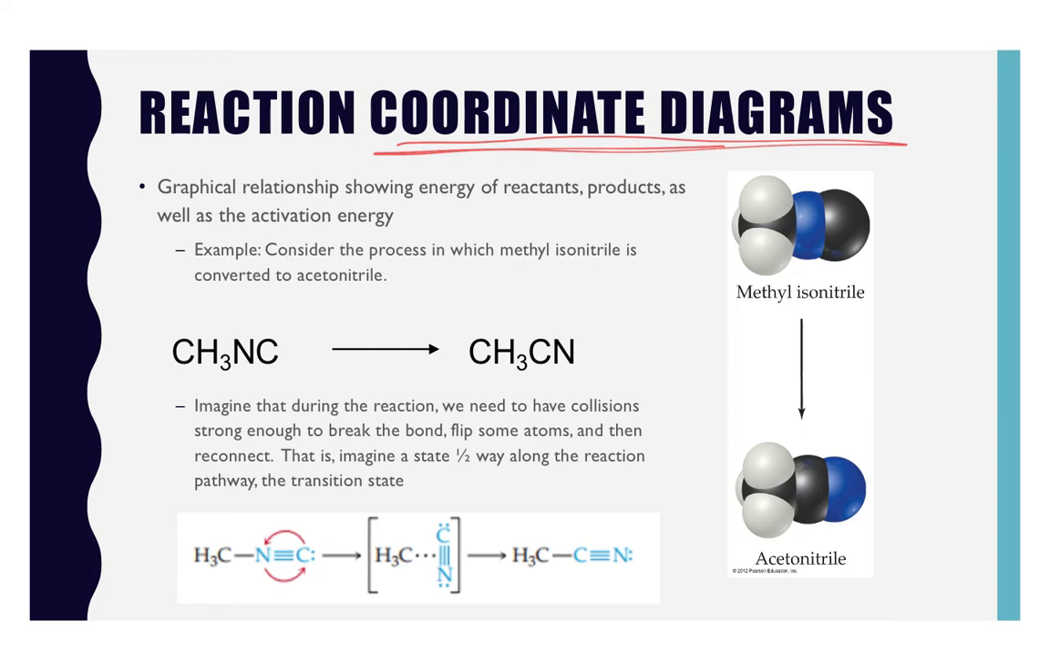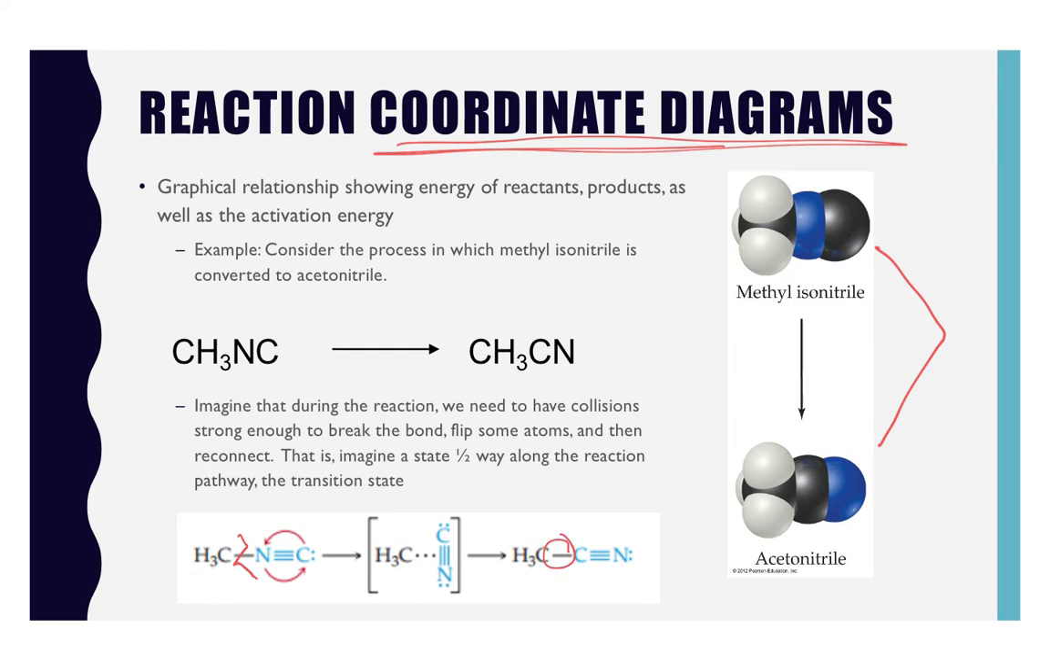Okay, so consider this process, which we've used earlier in this unit, of methyl isonitrile turning into acetonitrile. And what we're going to imagine is that during the reaction, we need to have collisions strong enough to break the bond between the nitrogen and the carbon, flip some atoms around so that the carbon comes to the other side, and then reconnect.